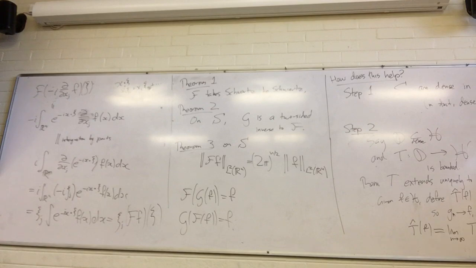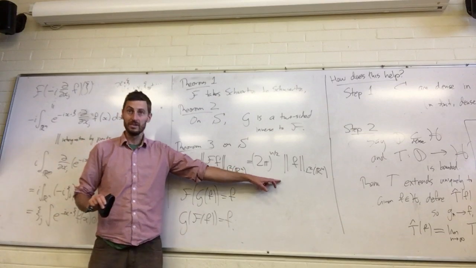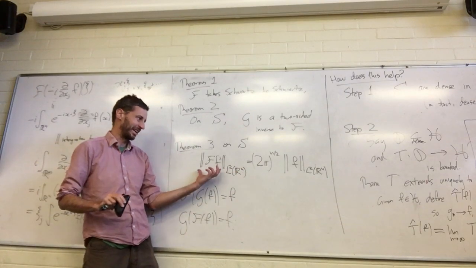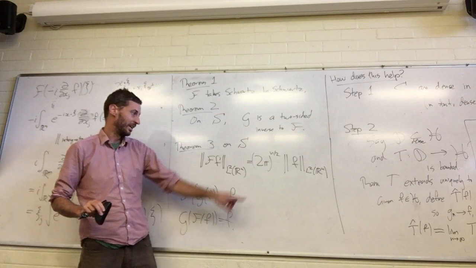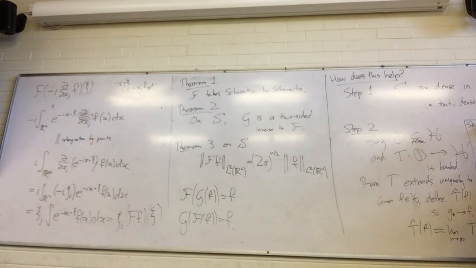But you can see now, hopefully, that this puts everything together for us. From this fact, this is certainly showing us that the Fourier transform is bounded, and much better than that, it tells us it preserves the norms up to a factor. So the Fourier transform extends uniquely to a bounded linear map L2 of R^n to L2 of R^n.